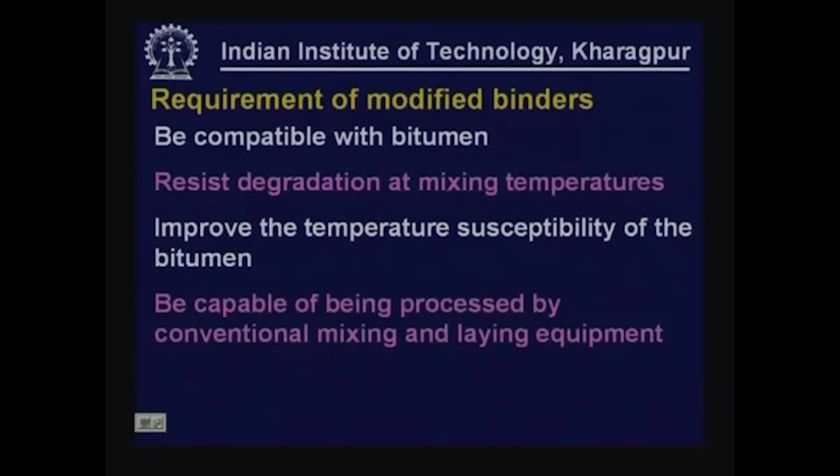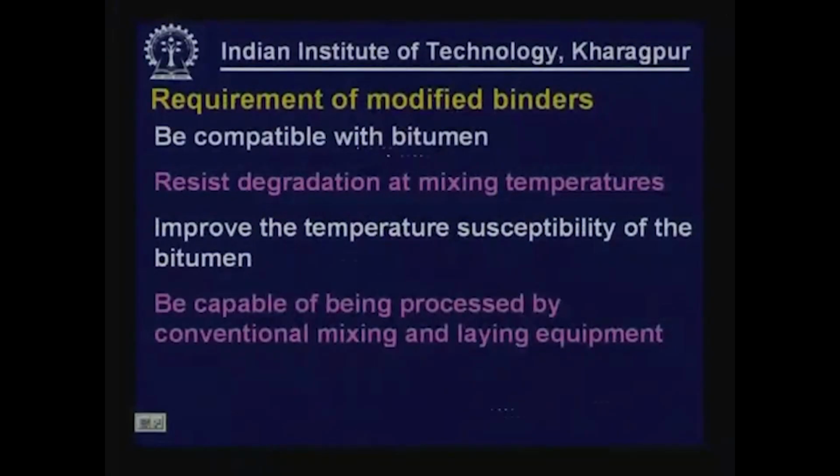But to use modified binders, there are certain requirements that have to be satisfied. The modifiers that we are going to use should be compatible with bitumen, because we blend them with bitumen, but they should not get separated after a certain time during storage, after use, various processes. So, they should not get separated significantly. So, that is what is meant by compatibility with bitumen. We should be able to blend them with bitumen.